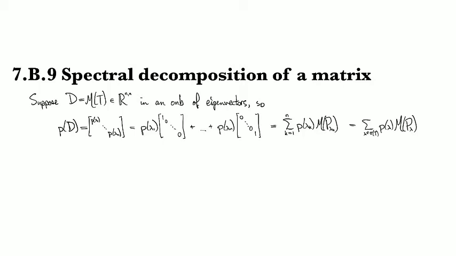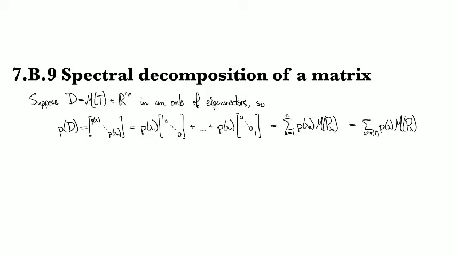So in the last clip, we re-examined what the spectral theorem looks like in the multiplication operator sense, that is, the diagonalizability version as it applies to matrices. And now I want to look at the spectral theorem as it applies to matrices for the spectral decomposition form.